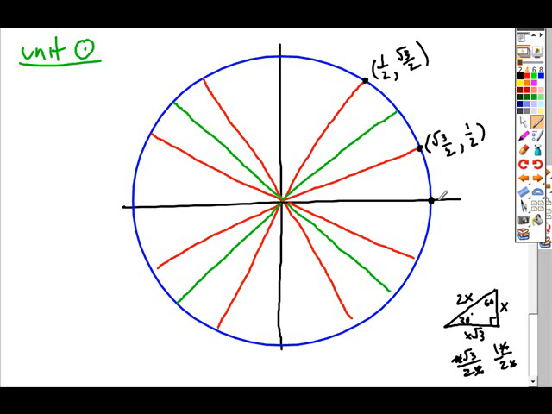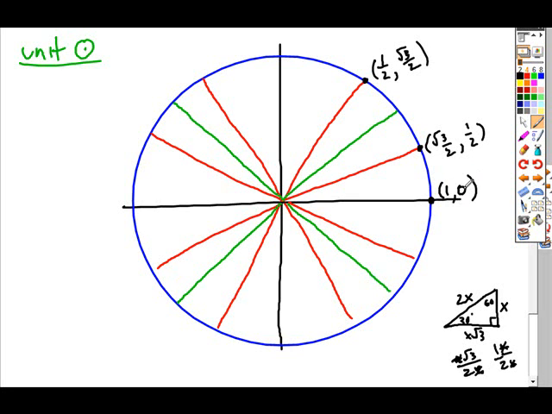Now, it's the x-coordinate first, which is a radius of 1, and the y-coordinate, 0. So what do you think the sine of 0 degrees is? The sine is the y-coordinate. So the sine of 0 is 0.